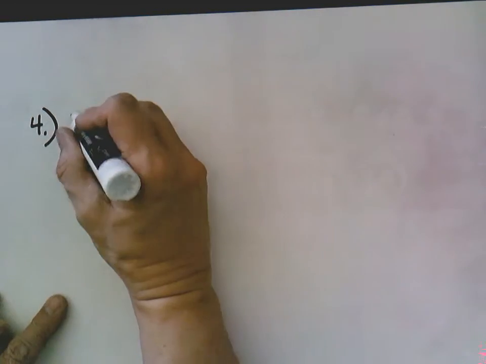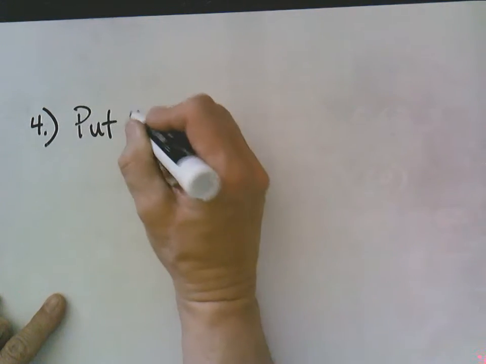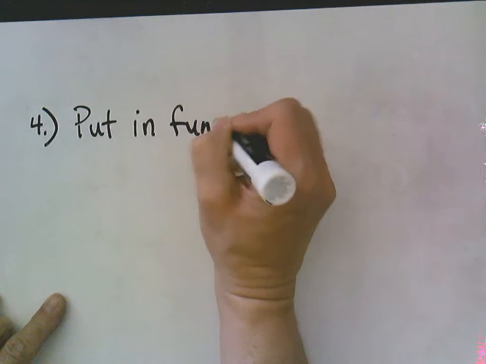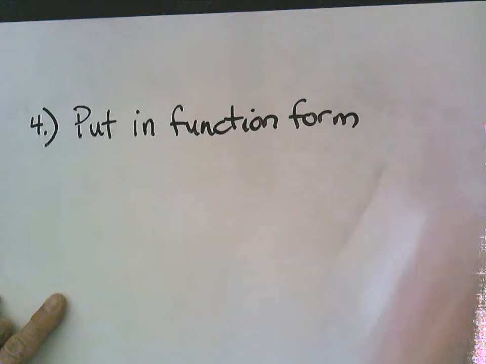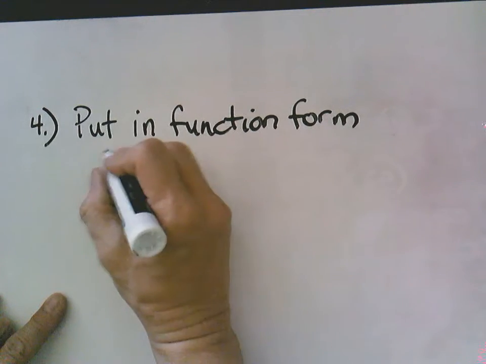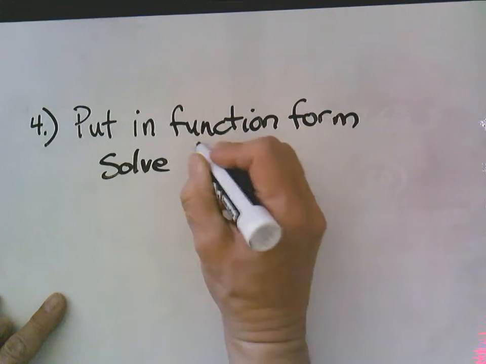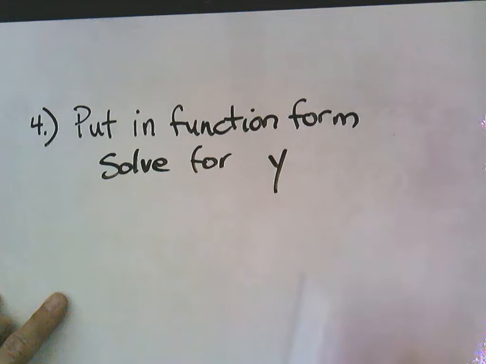Now this one says put in function form. You need to know this direction. Put in function form. If you remember from the beginning of the year, function form means solve for y, because y is a function of x, so it means solve for y.